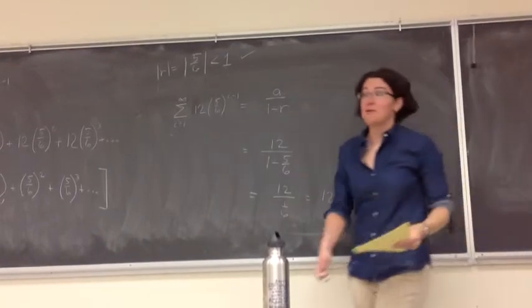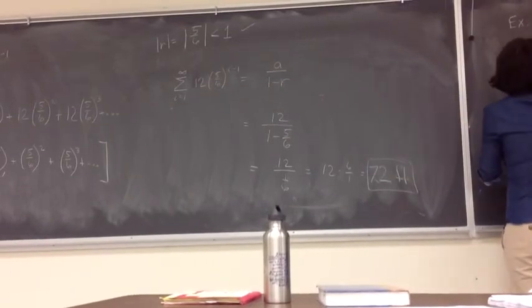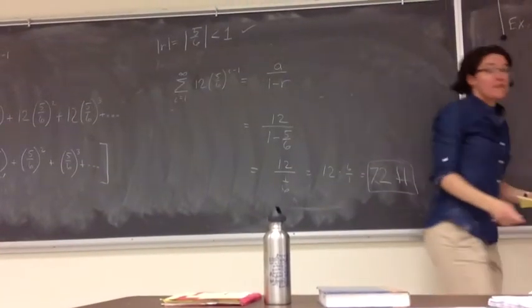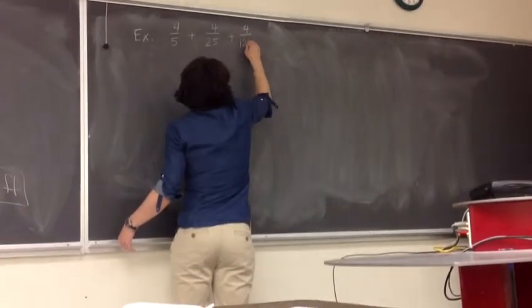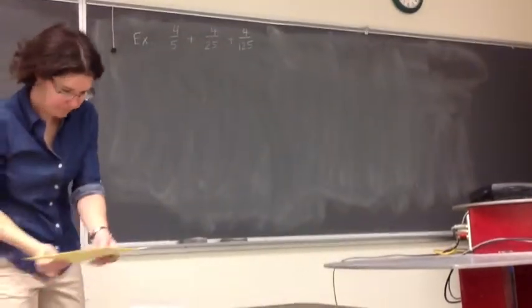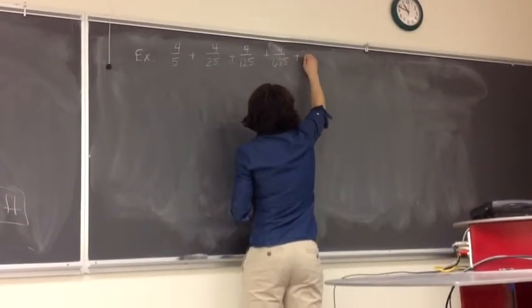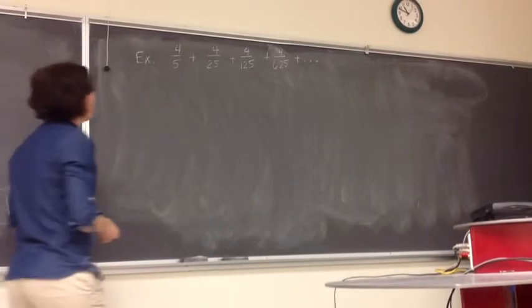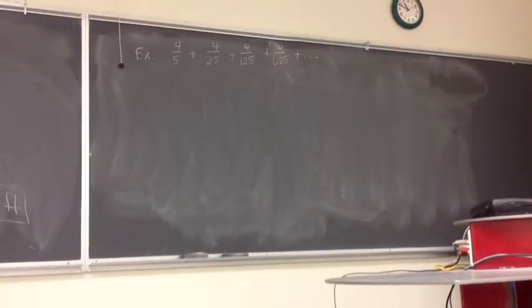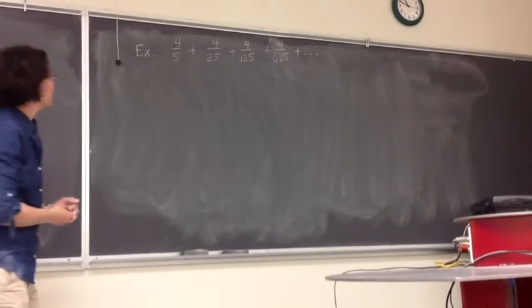All right, so let's wrap up with one final example for the day. All right, so let's say we've got 4/5 plus 4 over 25 plus 4 over 125 plus 4 over 625 plus dot, dot, dot. All right, our goal is to figure out what this sum of numbers is equal to, what this series is equal to, if it's equal to anything.